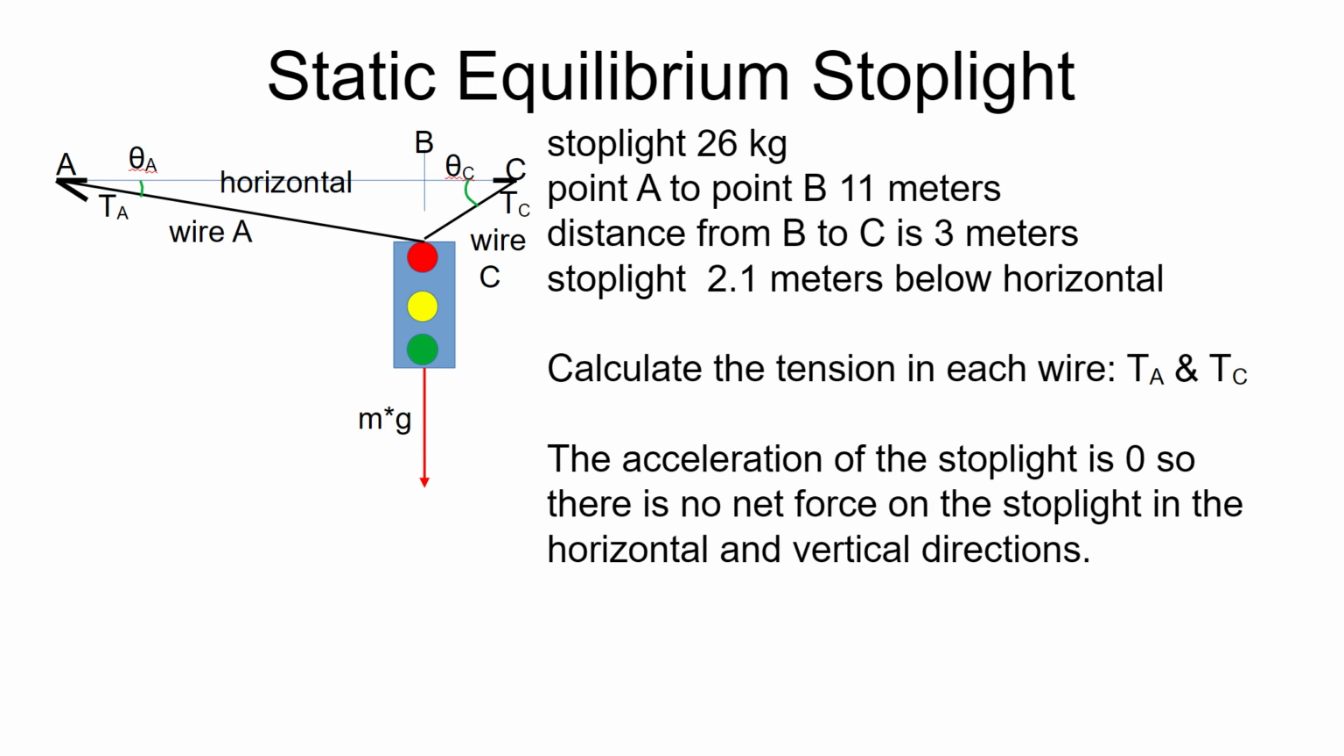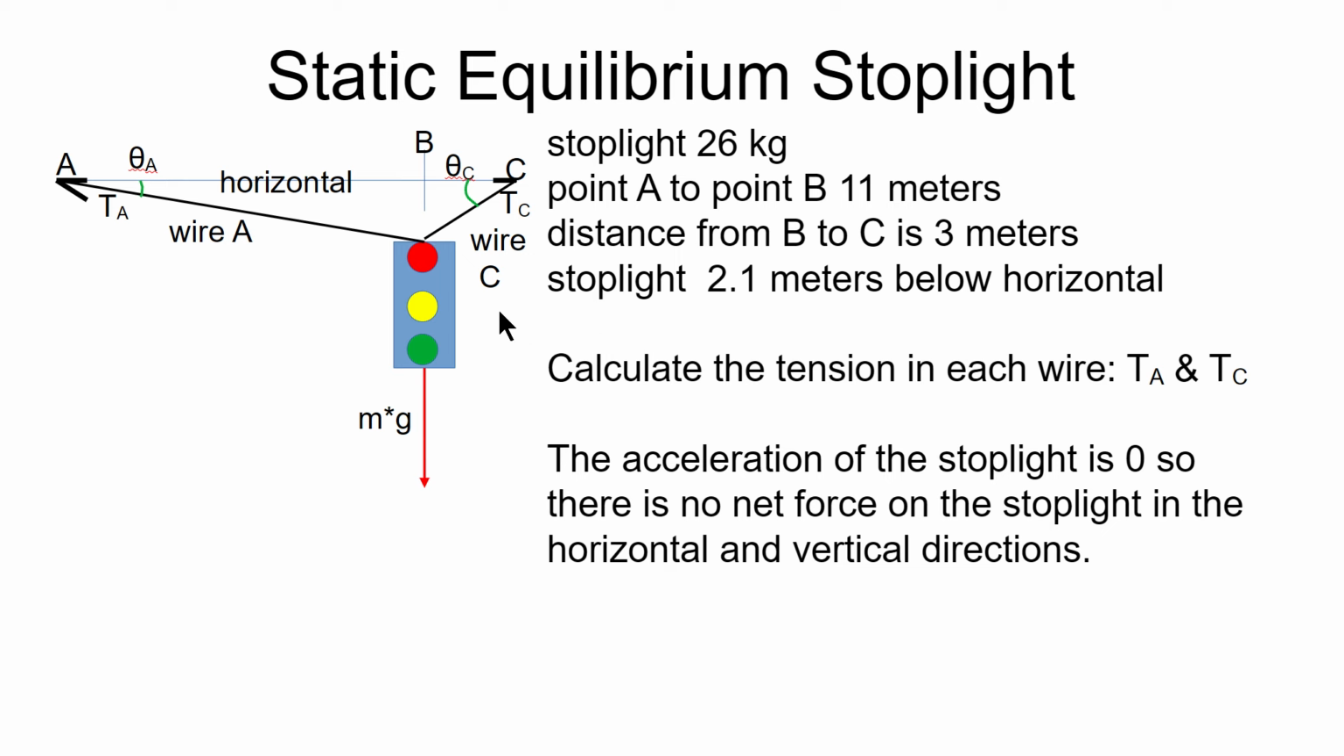Well, let's list our data again here, and I put in the markings for the angles. There's an angle theta A at this corner A. There's an angle theta C at the corner C. We want to calculate the two tensions. How do we make some progress here?